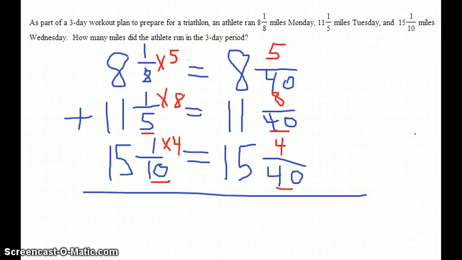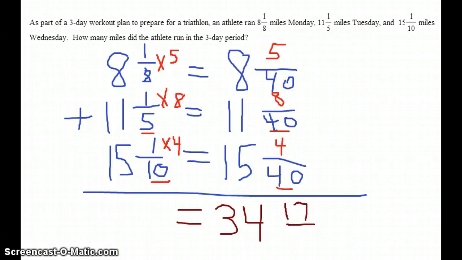Now we're ready to add everything together. Adding the whole numbers, we get 34. And adding the numerators, we get 17. And that's still over 40. So over the course of 3 days, the athlete ran this many miles. Again, look for keywords or phrases to help you set up and solve any word problem.